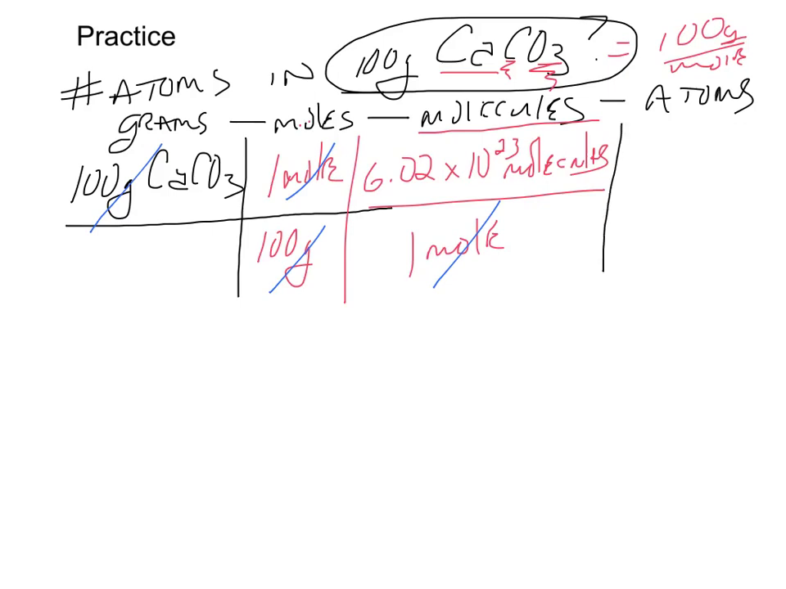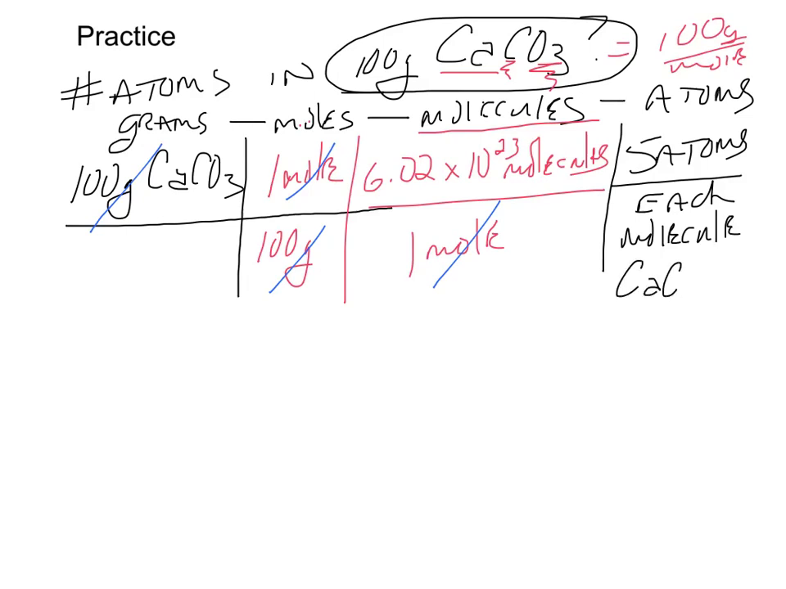And the last thing it asks is how many atoms there are. So atoms in each molecule. So I count and I have 1, 2, 3, 4, 5 atoms in each molecule of calcium carbonate. Okay? Molecules of calcium carbonate cancel, and I end up in atoms.